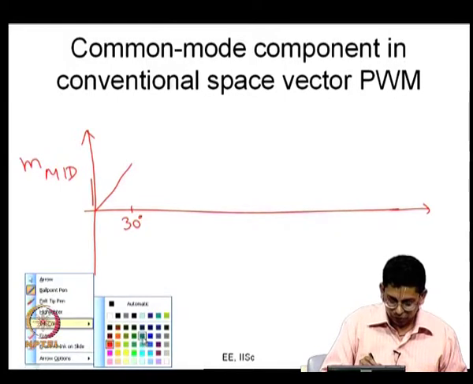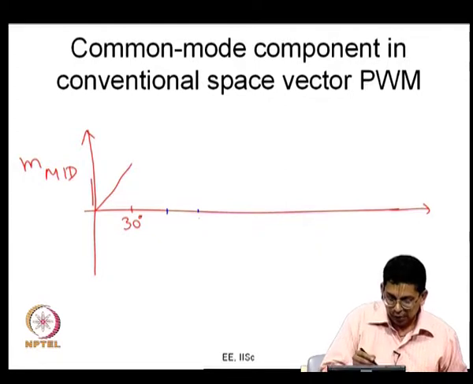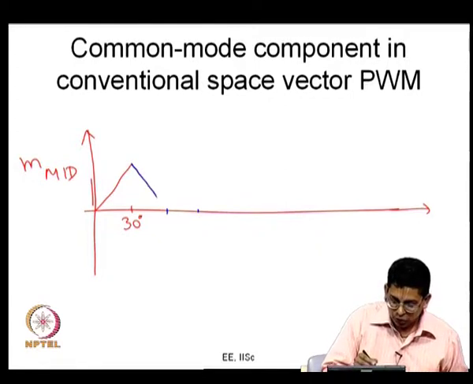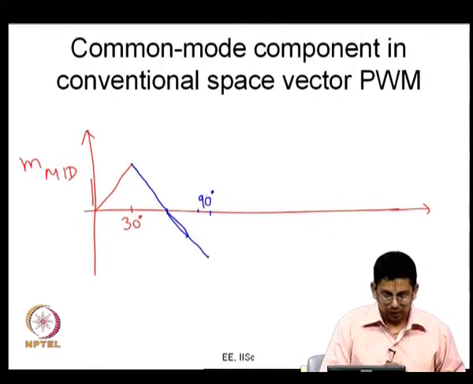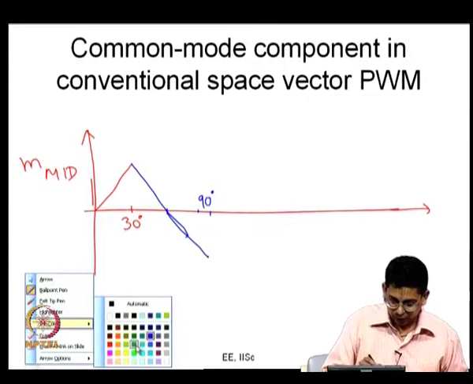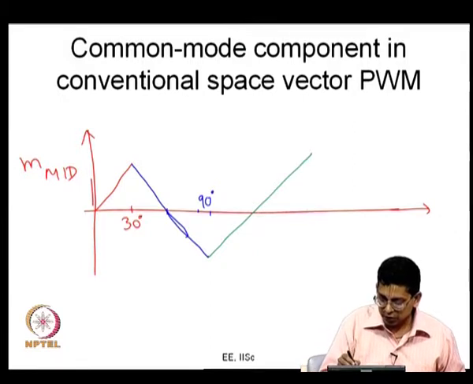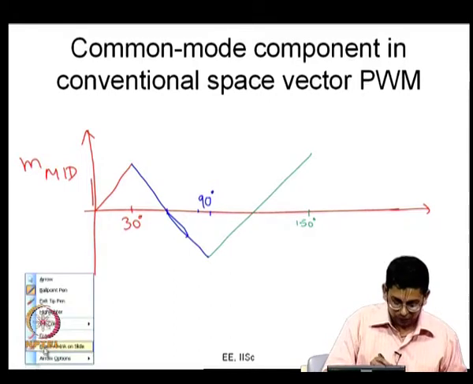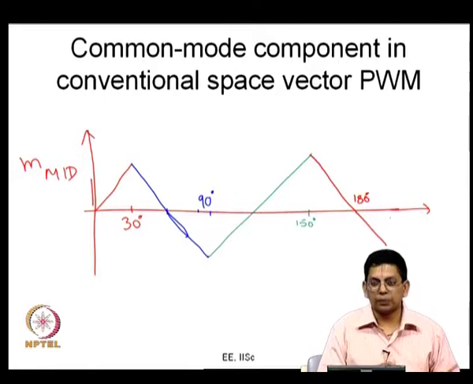Let me just change the color. So, the R phase would go like this, the next middle value will be somewhere like this, and this will see your 90 degrees. Then it would be the yellow phase. Let me choose a green color for that. So, the yellow phase would be the middle valued phase here. This is like 150 degrees. Then 180 and goes till 210 now.